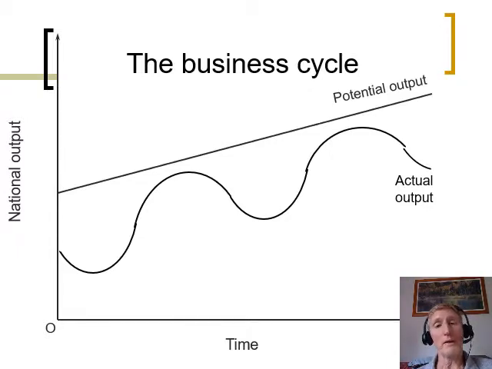and normally you would have actual outputs being somewhat less than the potential because there's always going to be a situation where you can't fully use all of your resources. There'll always be some level of unemployment in the economy of some type of the resources, and the actual output just simply fluctuates as seen.